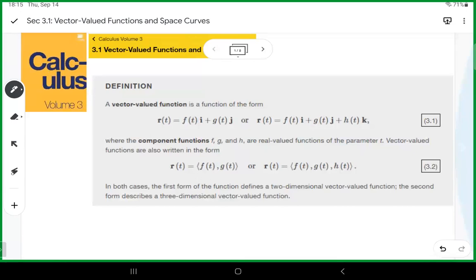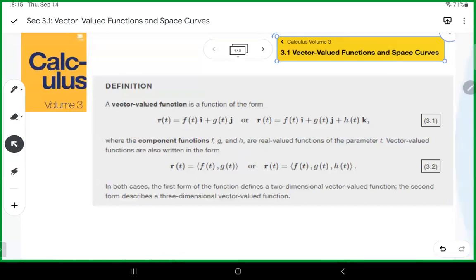You can see that we have a very short 3.1. It is only 8 slides. We are going to be talking about vector valued functions and space curves. Surprisingly, we get all that in only 8 slides. So please make sure that you read your textbook if you want further details, or if you need further details.